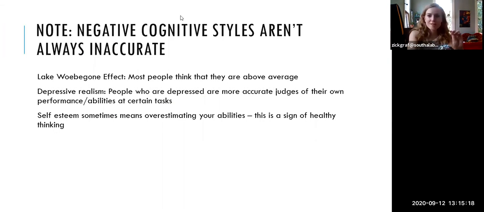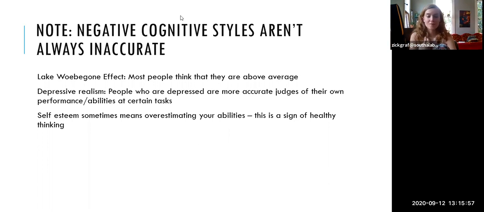So just a small note here that negative attributions can sometimes be accurate. Sometimes things are internal, sometimes things are somewhat stable or global. There's in cognitive psychology what's known as the Lake Wobegon effect, which is that if you ask 100 people how good are you at some task, like driving, on a scale of 1 to 100, where 100 is the best driver, 0 is the worst driver, and 50 is an average driver, the way that averages work is that most people should say that they're a 50, that they're an average driver. But people don't respond that way.